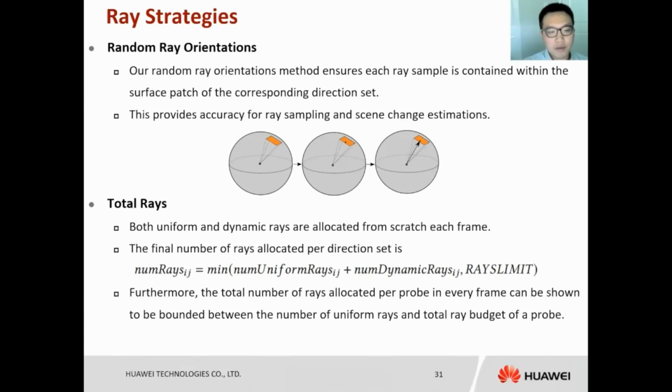Both the uniform and dynamic rays are collected from scratch each frame. The final number of rays allocated per direction set is a summation of their values, capped by a maximum in order to ensure the real-time performance of our approach. Furthermore, as we show in our paper, with this formulation, the total number of rays allocated per probe can be shown to be bounded between the number of uniform rays on the probe and the total ray budget, depending on the amount of scene changes around the probe.